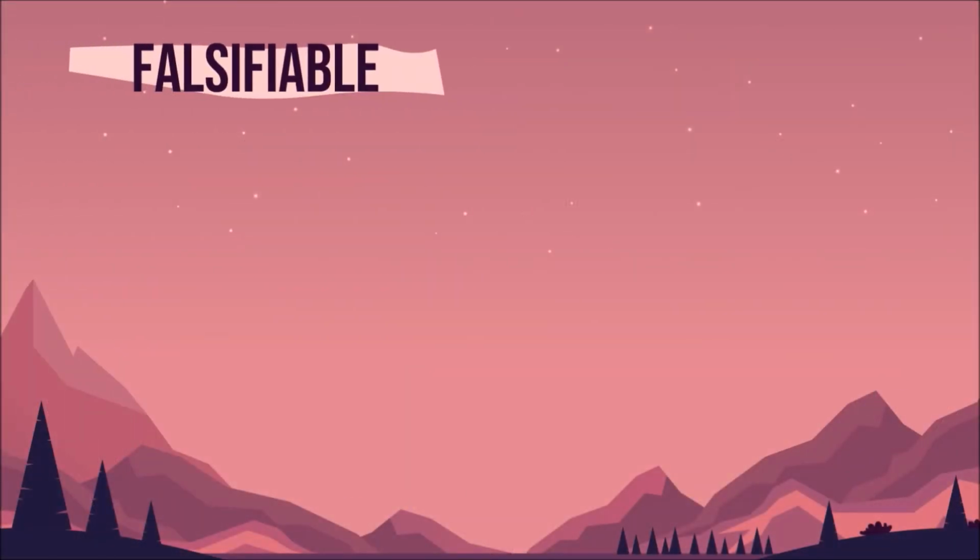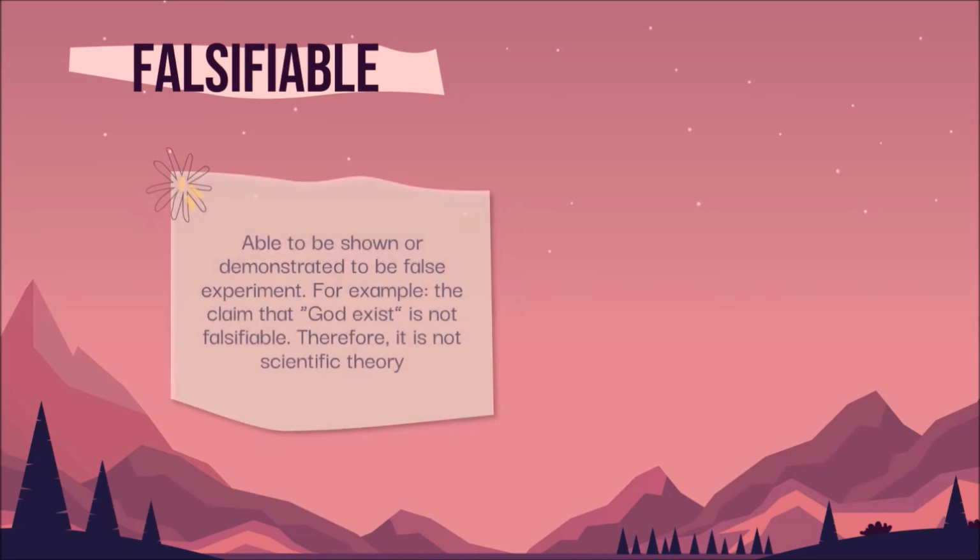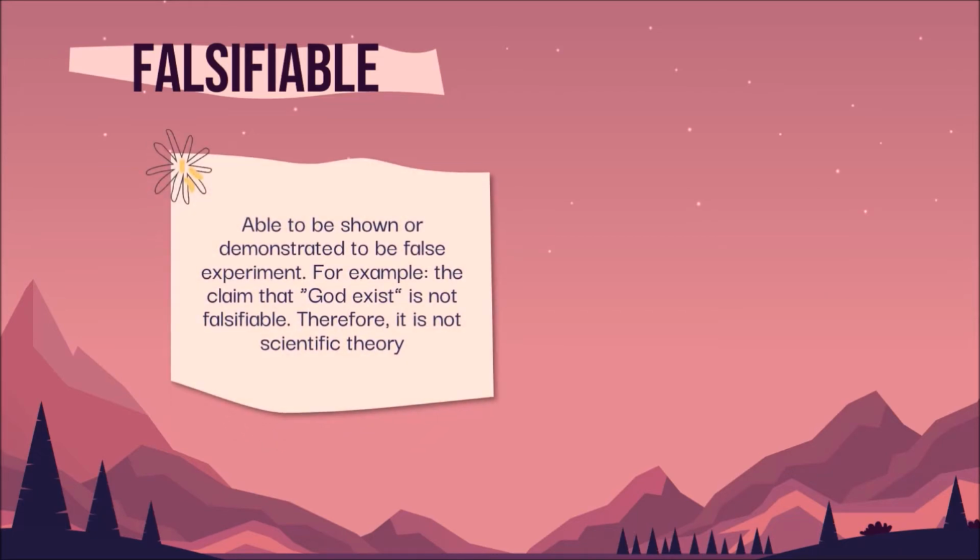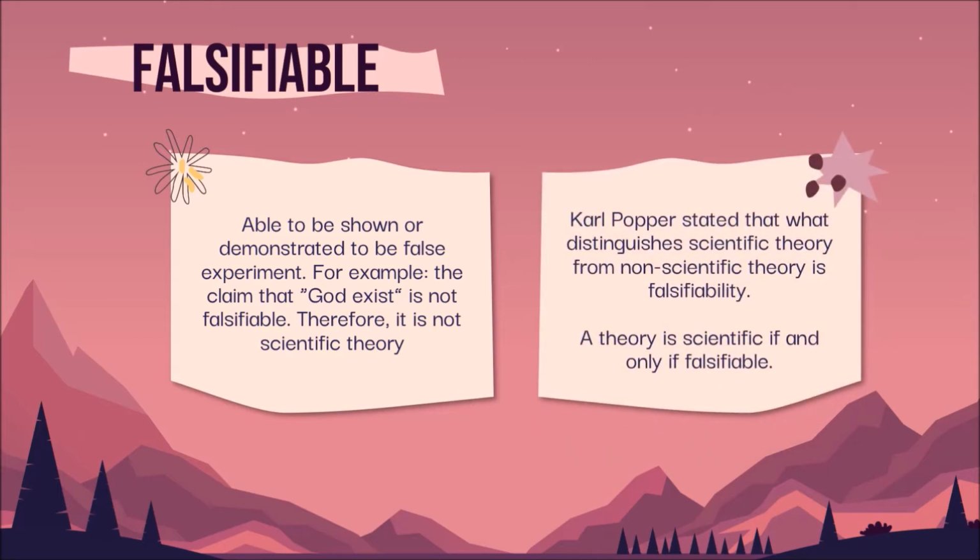In holistic underdetermination, there is a term that is important for us to know, which is falsifiable. Falsifiable means able to be shown or demonstrated to be false by experiment. For example, the claim that God exists is not falsifiable. Therefore, it is not a scientific theory. Karl Popper stated that what distinguishes scientific theory from non-scientific theory is falsifiability. A theory is scientific if and only if it is falsifiable.